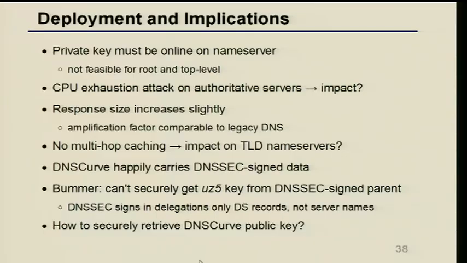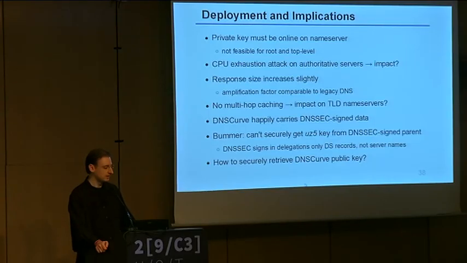Okay, the private key must be online on the name server. It's not feasible for root, also not feasible for major top-level domains, which are also using Anycast, which are also distributing the name servers in many countries. And what does it mean when online cryptography is being used, online signing? Well, you could try to do a CPU exhaustion attack on the authoritative name server. The question is, does this really have an impact, or is ECC so fast that it doesn't really matter? Well, it's unsure. I can't answer this. Maybe Dan has some data on this.